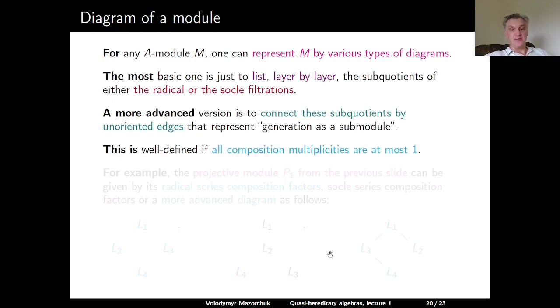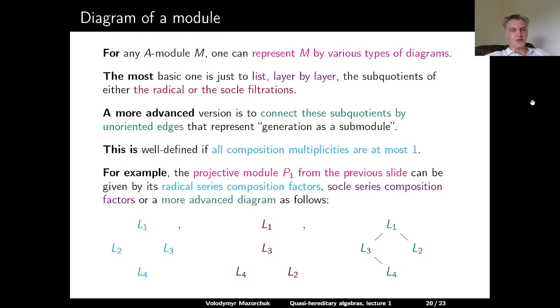And this is well defined if all composition multiplicities in our original module are at most 1. In other situations, it's a very tricky question when such a diagram is well defined or not. For example, the projective module P1 from the previous slide can be described by the following radical series composition factors, socle series composition factors, or more advanced diagram.